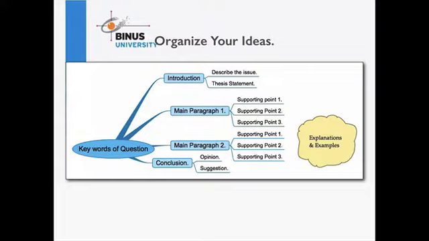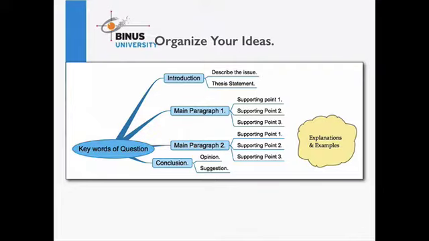But as you can see, if we look at the introduction, this is a separate paragraph, and in that paragraph you need to describe the issue and then give a thesis statement. Then you make a new paragraph, and I call these main paragraph 1 and main paragraph 2 because these 2 paragraphs make up the body of the essay, and you need about 1, 2, or 3 supporting points for each paragraph. 3 is a guideline. You'll be okay with 2, but 1 is not enough, and 4 is probably too many.